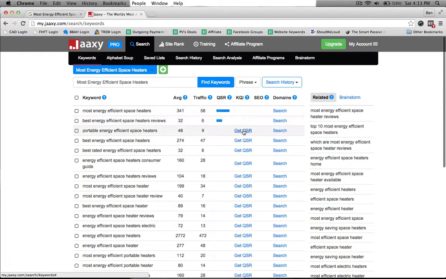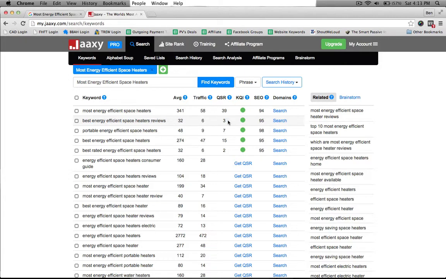So let me click a few of these here and get an idea what the competition level's like. I know you're not familiar with this specific tool, Jaaxy, but a lot of these keyword tools work the same way. They'll give you a traffic number, basically an expectation of the amount of traffic you can get, and they also tell you the amount of competing websites.